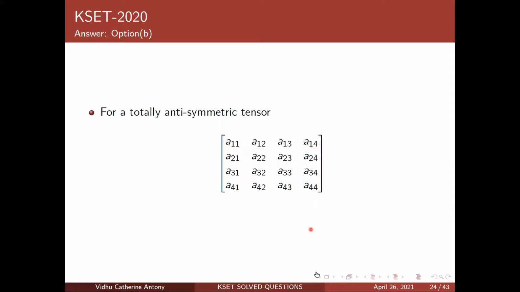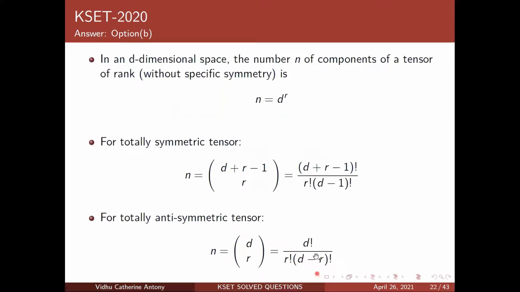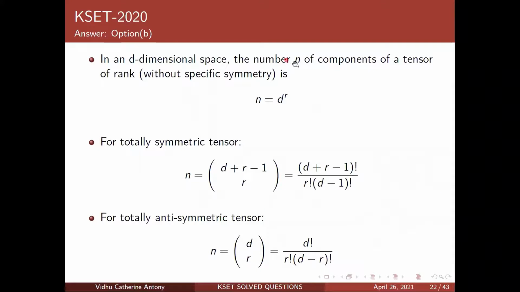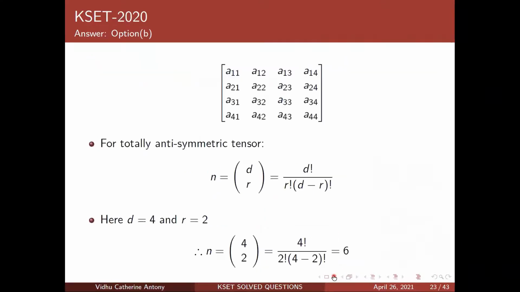Okay, so let's go back and evaluate it using the formula that we have here. That's going to be (4 plus 2 minus 1) factorial divided by 2 factorial into (4 minus 1) factorial, which is 5 factorial over 2 factorial and 3 factorial. So that's going to be 4 into 5 divided by 2, which is 10. So we've matched the one from the formula with the one we got by drawing the matrix up.